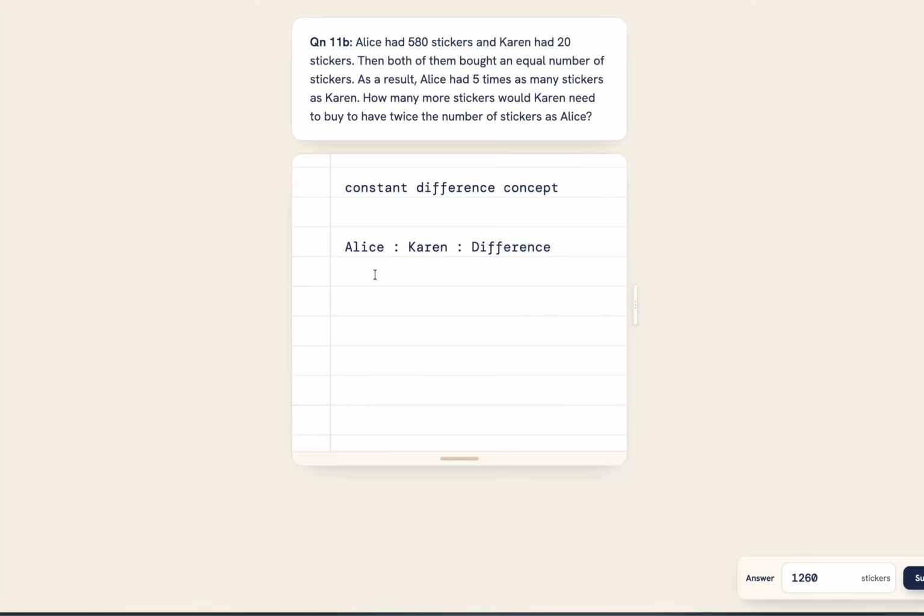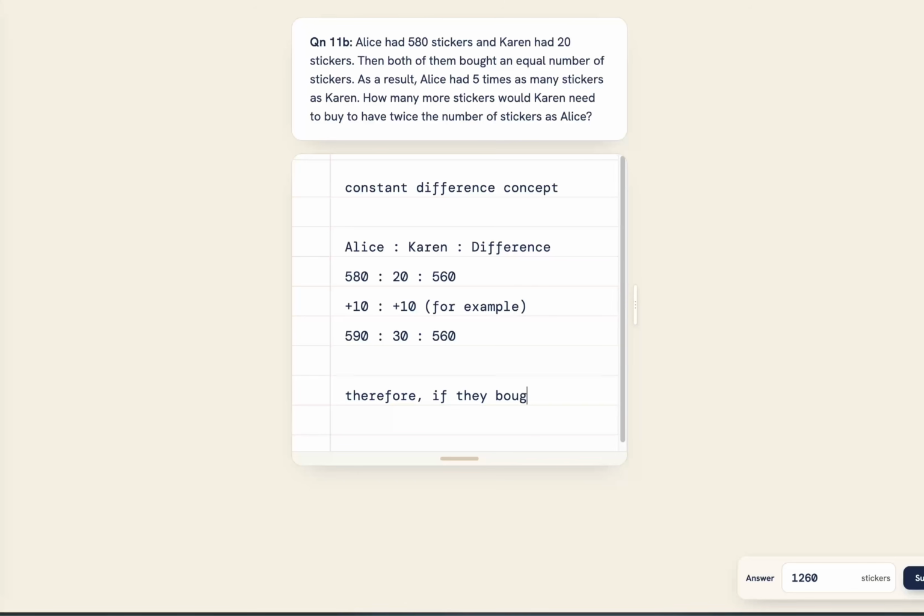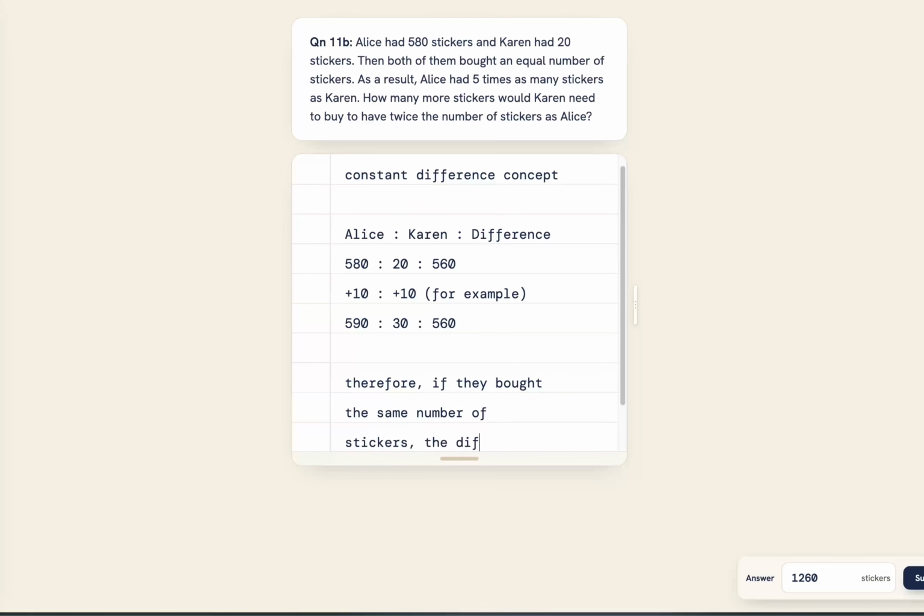So in this case, when Alice is 580 and Karen is 20, what's the difference? The difference is 560. Let's say we have plus 10 on each side, plus 10 on Karen as well. Then what will happen? Alice is 590 and Karen will be 30. So what do you think the difference is? It's actually 560. So this is an example. Therefore, if they bought the same number of stickers, the difference is the same.